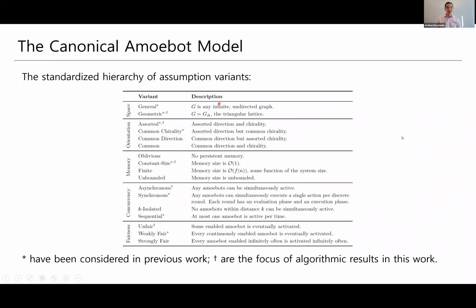Let's start with the canonical model. So as I mentioned, it first introduces a hierarchy of assumption variants. We won't go through all of them, but you can see there are different assumptions one might make about space, whether it's a lattice or it's just a general undirected graph, what kinds of orientations the Amoebots do or don't share, the amount of memory on board, and then the key focus of today's talk, the adversary's concurrency and the adversary's fairness. So who's allowed to be active at the same time and who is guaranteed to get activated and when.